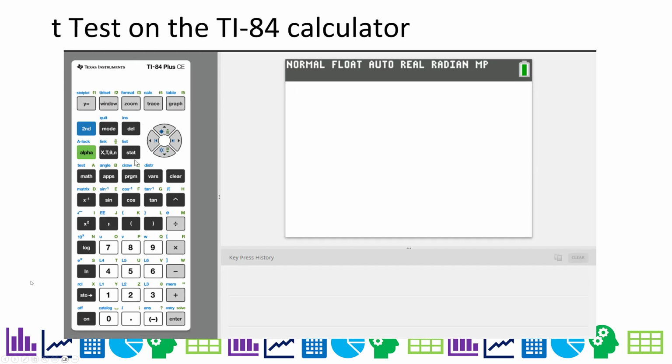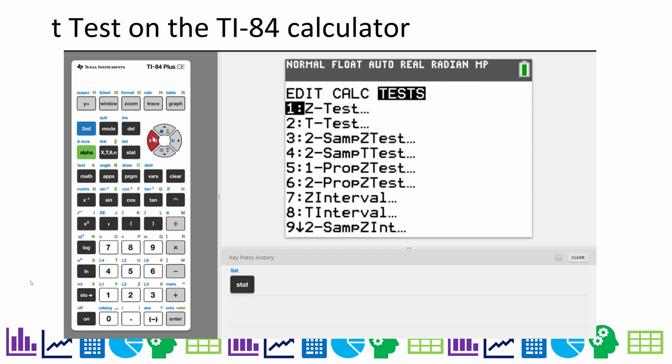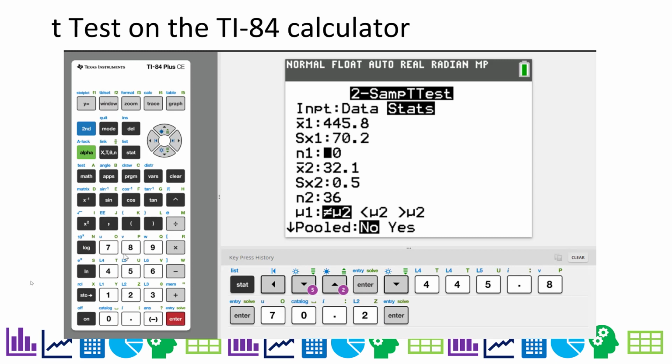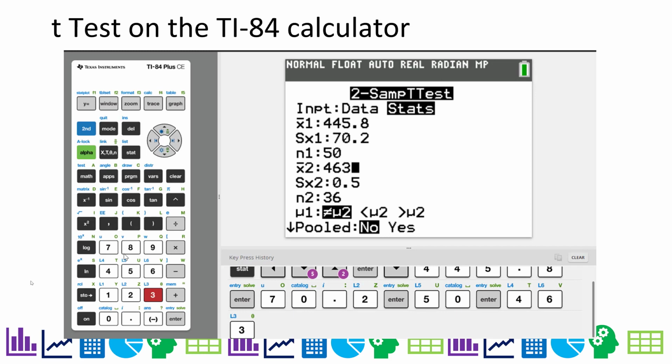So to do the hypothesis test on the calculator, we're going to hit Stat, go to Test, and we're doing two samples, and we are doing a t-test. Oh, skipped right by it, number 4. Okay, so by the way, it's got some old data, so let's make sure we put in the stats. So the mean for our sample is 445.8. Our standard deviation is 70.2. Sample size is 50. Our mean for the second sample is 463.2. And then we've got 66.6, sample size of 50. Our alternate hypothesis is not equal, so we're going to keep that.